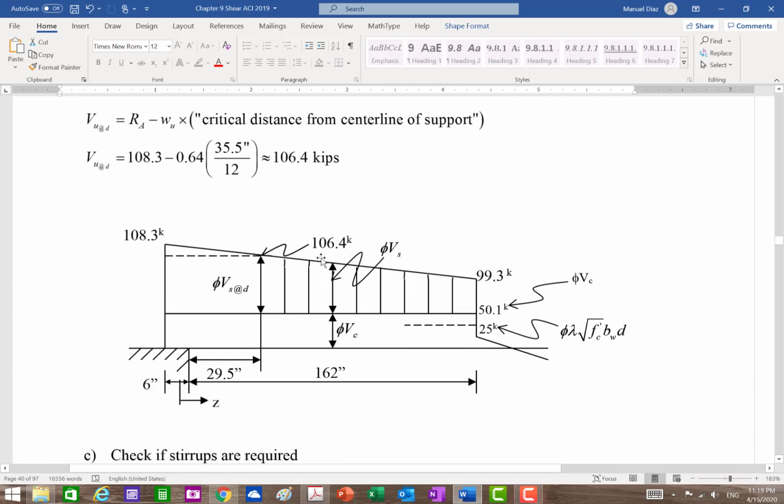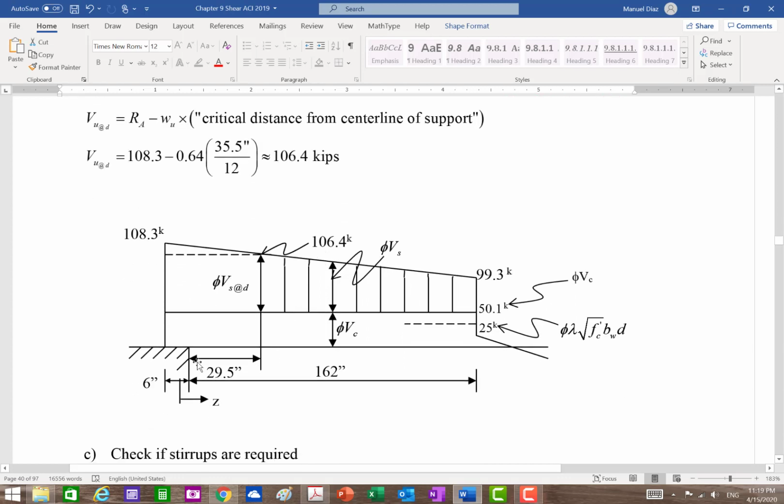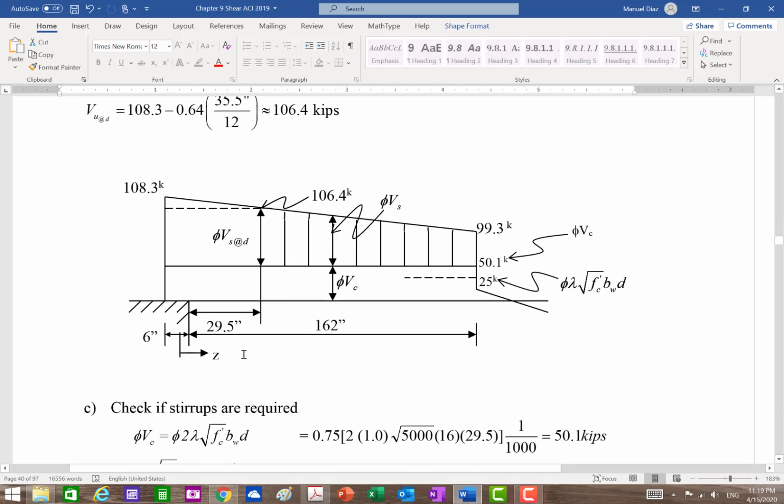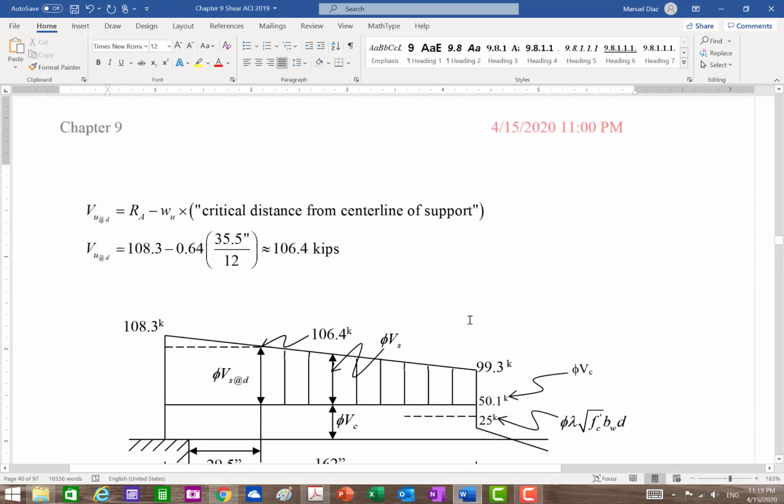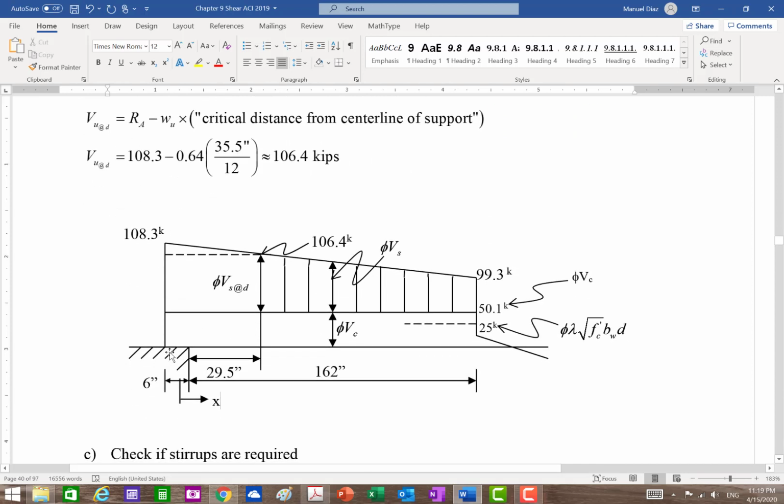Okay. So here's the diagram, right? So the distance d, this is your bearing area, so 6 inches, in there. And I should change this because I'm using X's for this in all cases. Okay, so that's X. So that way it matches this, right? So Ra, the reaction here, minus your load times the distance X, which in this case was 35.5.